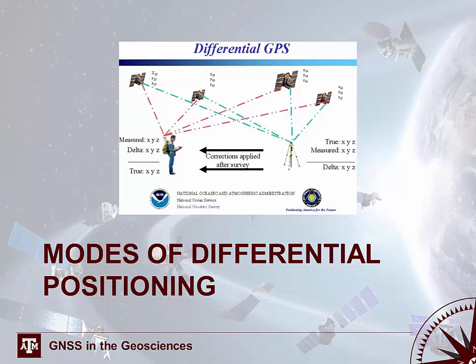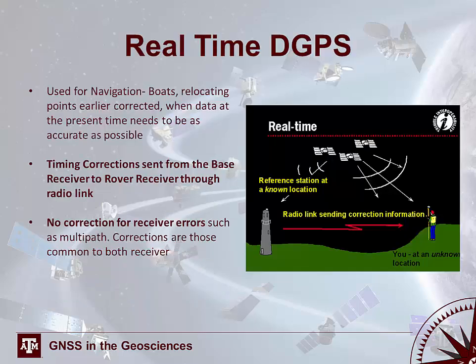So now we're going to talk about different modes of differential GPS or differential positioning. The first is real-time DGPS. This is primarily used for navigation by ships and boats when coming into and leaving a harbor, getting closer to the coast, or water hazards. This is done because the ships need as accurate a location as possible in real time. So the timing corrections are sent from the base station to the roving receiver through a radio link. Now there's no correction for receiver errors such as multipath, which remember could potentially introduce up to 15 meters or so of error, and those corrections are not common to both receivers.